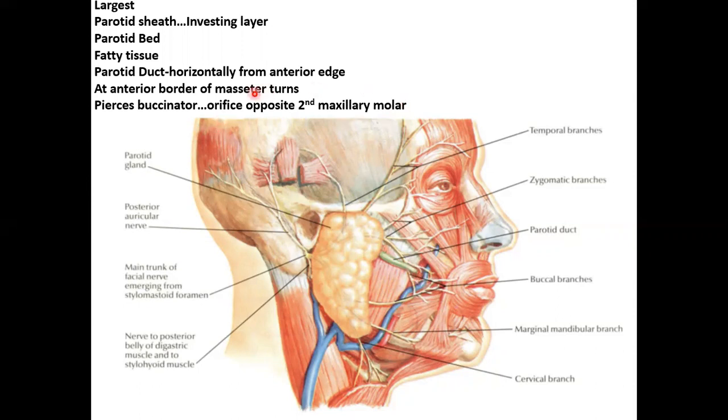And where it opens, you're going to want to know this because I know you get quizzed on this. It opens opposite the second maxillary molar. So parotid duct passes over the masseter and then in front of its anterior border, pierces through the buccinator muscle, and then opens up opposite the second maxillary molar. And again, in this picture, you can see the different branches of facial nerve as they're coming out of your parotid gland. You can see how big your parotid gland is, going from your cheekbone all the way down to your mandible and in front of your ear.